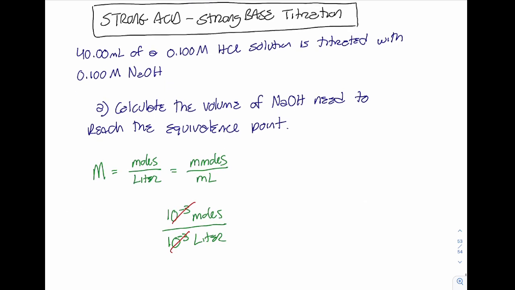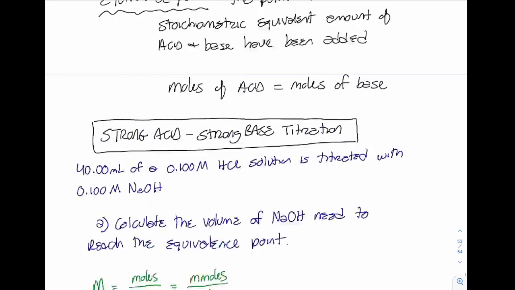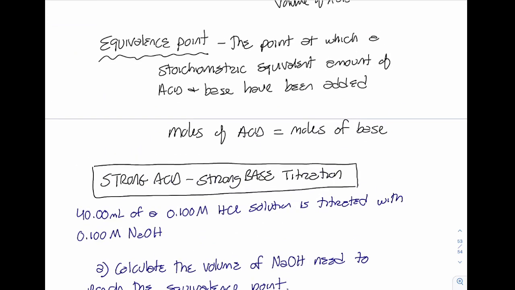So essentially, instead of saying that at my equivalence point moles of acid are equal to moles of base, I'm going to say millimoles of acid are equal to millimoles of base. And again, you could use any metric prefix you want. Nanomoles of acid are equal to nanomoles of base. Micromoles of acid are equal to micromoles of base, right? As long as you're using the same unit on both sides, acid is equal to base.